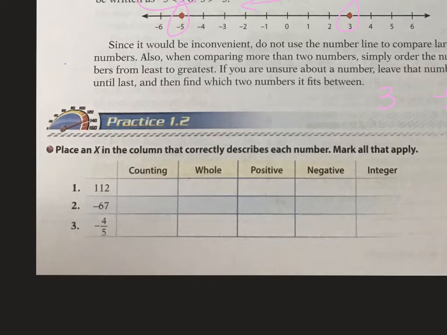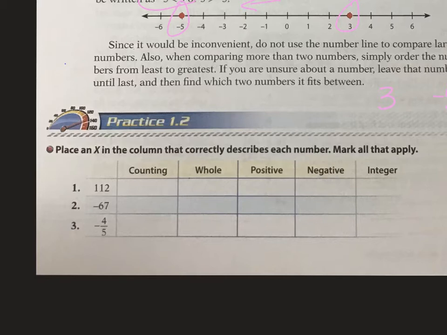If you need to refer back to page 8, you can. Remember, a counting number is a number that is 1 or greater. They have no decimals and no fractions. Whole numbers are those same numbers, but they include 0. Okay, it still has no decimals or fractions, but it does include 0. Positive numbers are numbers greater than 0. So anything greater than 0 on a number line is a positive number. Negative numbers are numbers that are less than 0.